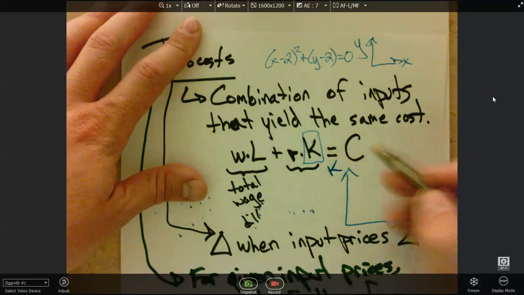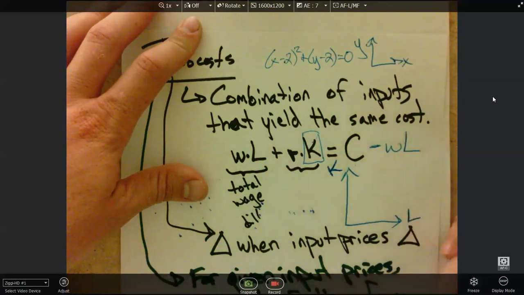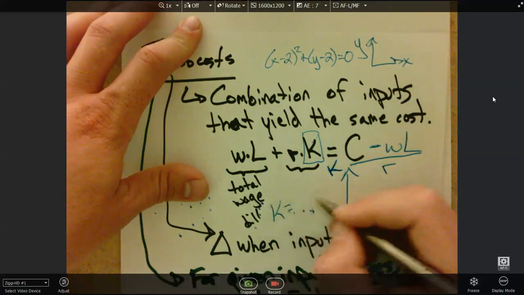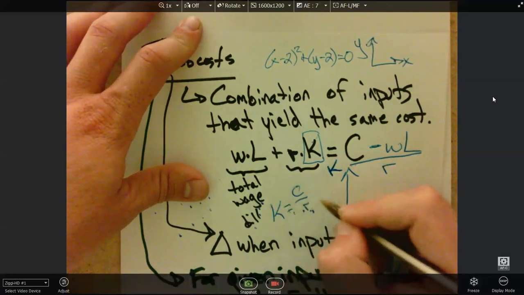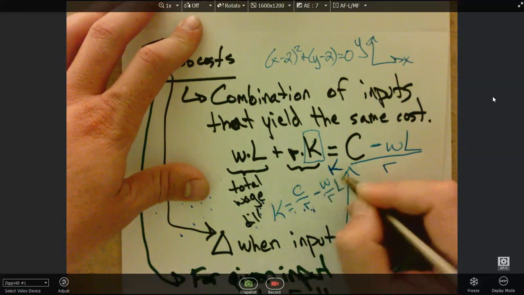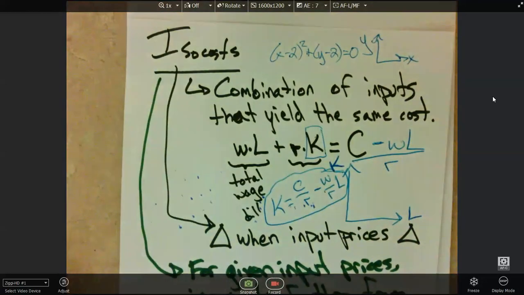So how would we solve for K? We just move WL over to the other side, and then we divide everything by R, right? So this is going to be K equals C over R minus W over R times L. Does that make sense how I got to that? Okay, cool. Moving on.